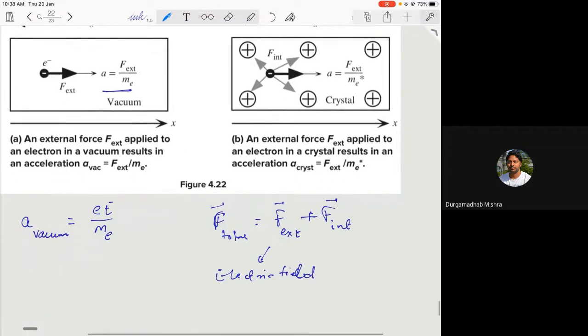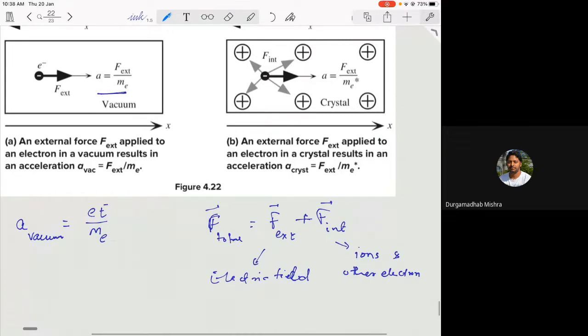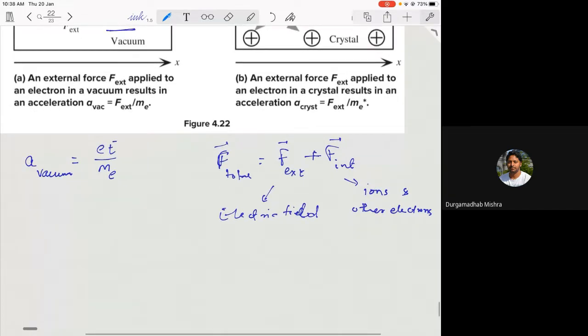Okay, and this internal one is due to the ions and other electrons. So due to this internal field, the total field is different. And what is the acceleration of the electron? Acceleration will be F total by the mass of the electron. Now this F total consists of F external and F internal.